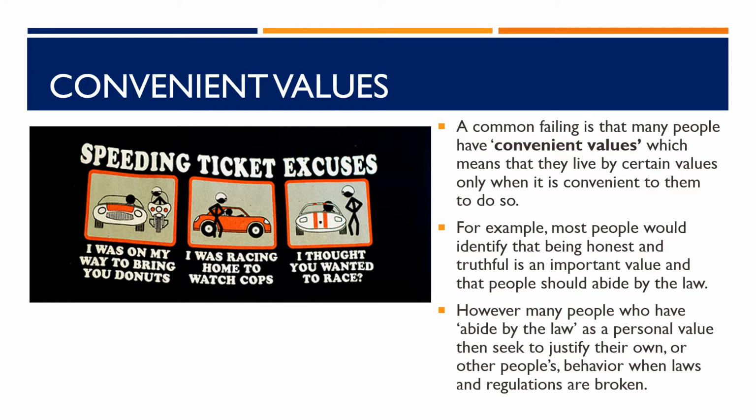For example, most people would identify that being honest and truthful is an important value, and that people should abide by the law. However, many people who have abide by the law as a personal value, then seek to justify their own, or other people's, behavior when laws and regulations are broken. Consider those people who justify speeding when driving on a motorway, or those people who justify parking in the no parking zone, while they pop into a shop because they do not want to pay to park for an hour.